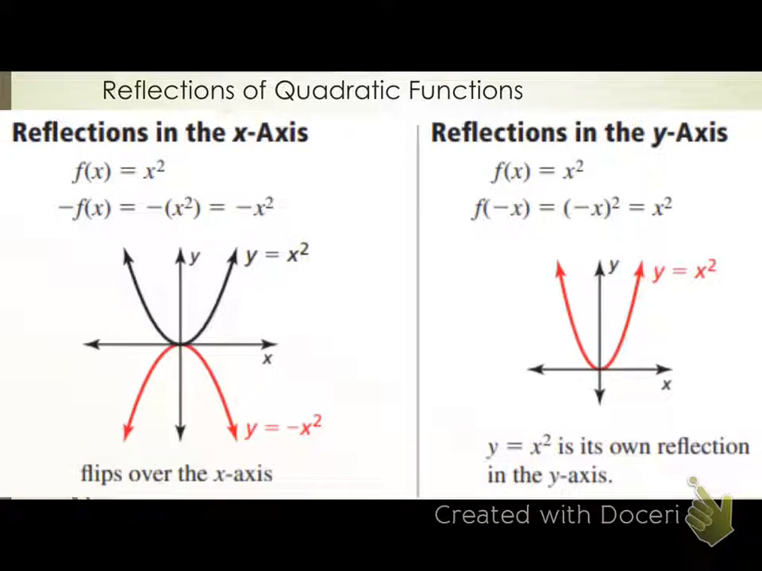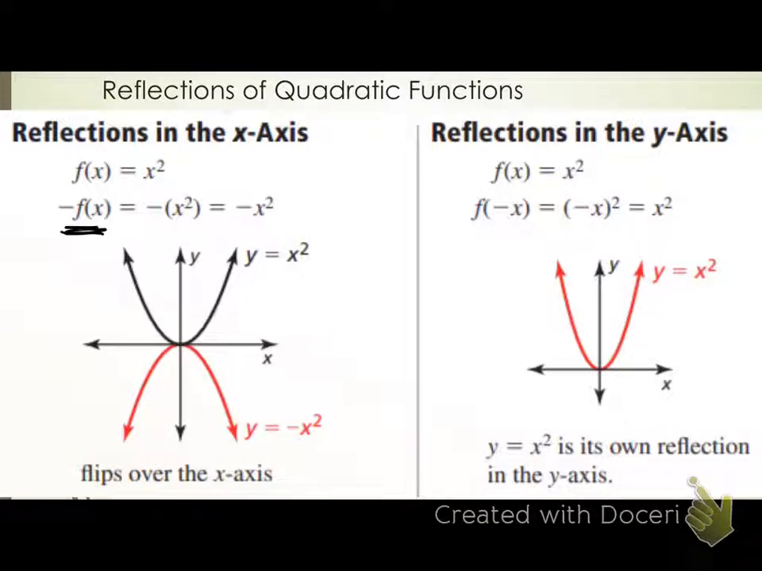Reflections. Still the same formulas that we used yesterday. Reflection in the x-axis is still negative f of x. So for our quadratic, the parent function, if I take the negative of my function, that just becomes negative x squared. It just flips over my x-axis. My x-axis is my axis of symmetry. Okay? Does everyone see that? Still the same function from yesterday.